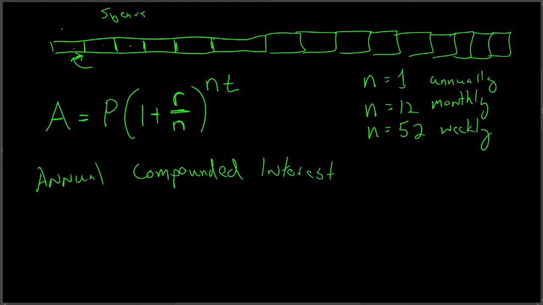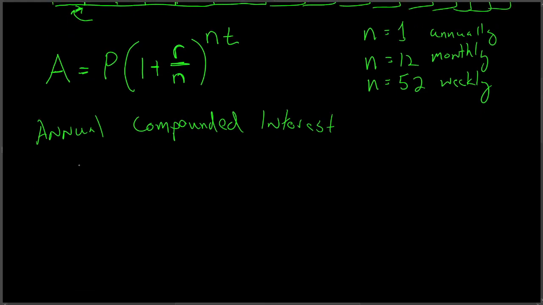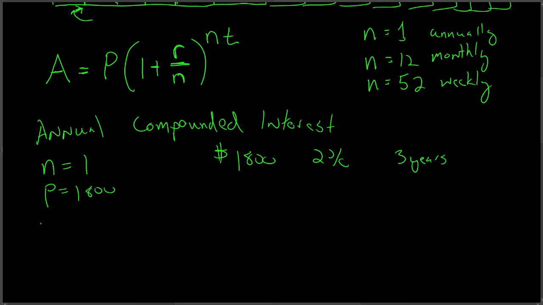And this should always encourage you to pay back your loans more quickly. So for annual, so n equals 1, we're going to take out $1,800 at 2%. And we're going to have it for 3 years. So n equals 1, the principal is $1,800, the rate is, again, my trick of moving the decimal place, 0.02, and time will be 3 years.